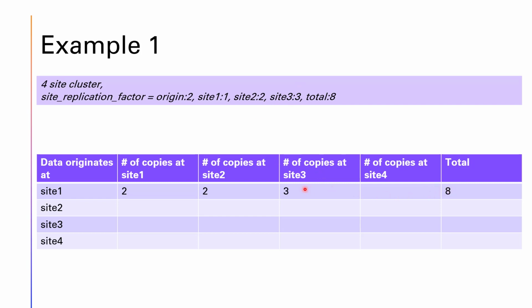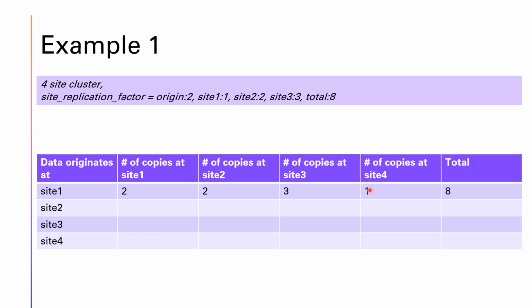So how many are left? 1 is left, so site 4 will get the 1. If you see, for site 4, the total is governing how many copies of the data it will get. So basically Splunk will try to distribute it as evenly as possible if we have multiple sites which we have not explicitly set.